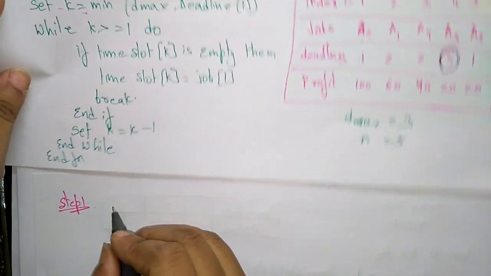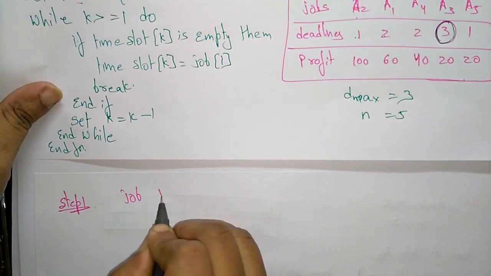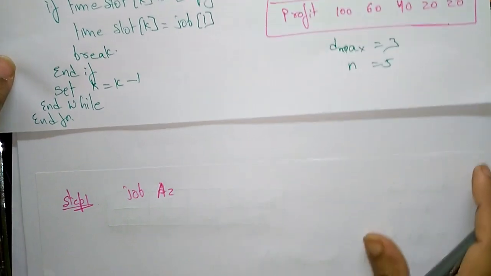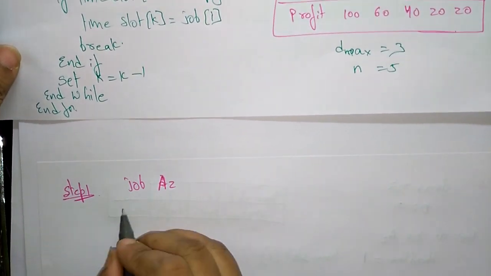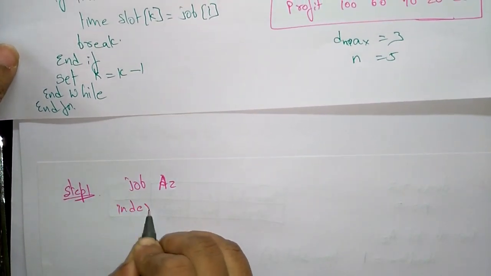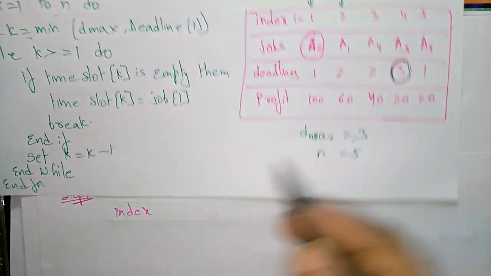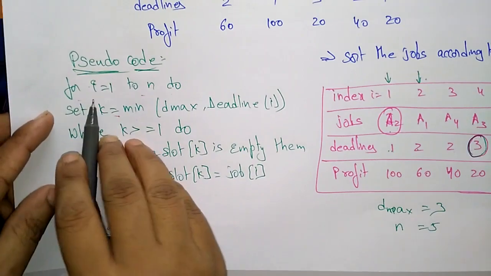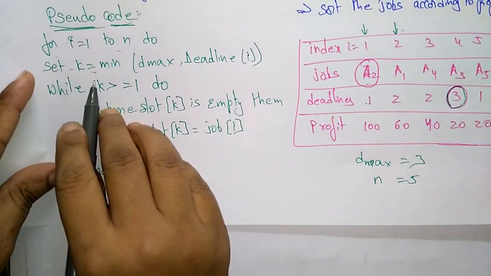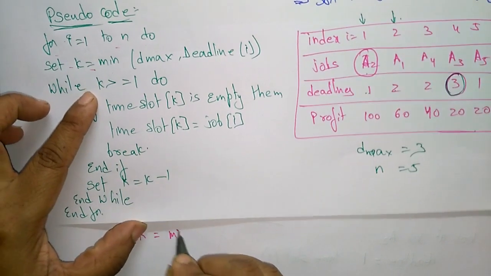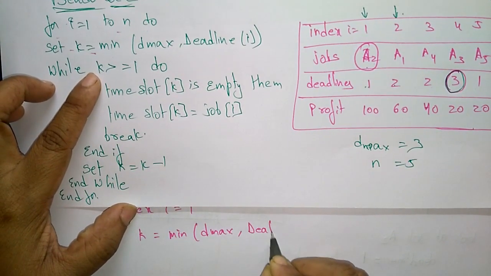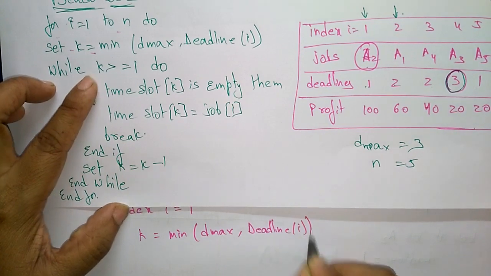First I am taking job A2. Okay, so now here the index is, what is the index value of A2? I is equal to 1. So for I is equal to 1, see the algorithm, set K is equal to minimum of D max, comma, deadline of I.